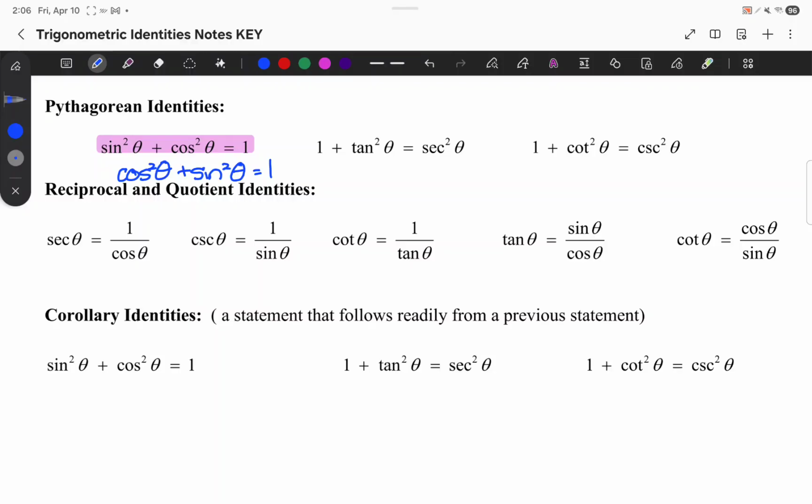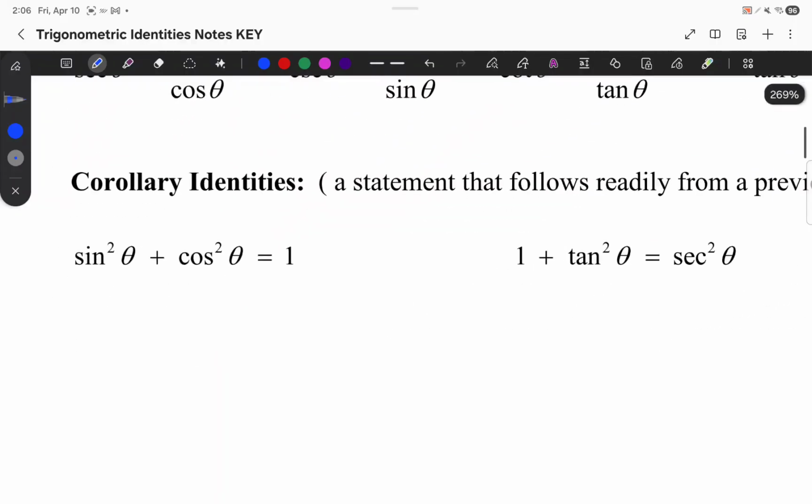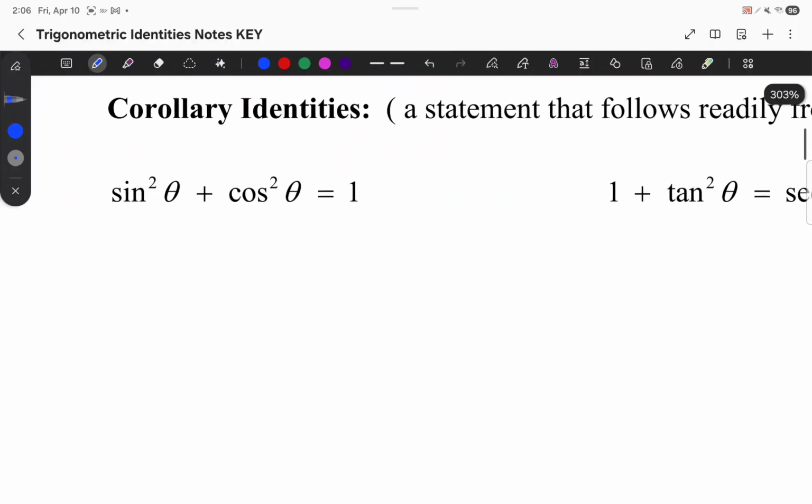The other thing I like to point out is what's called a corollary identity. The idea is basically you can rearrange the equation. So if sine squared plus cosine squared is equal to 1, what if somewhere in there you actually have something like 1 minus cosine squared? So let's say you see this expression. What would that be equal to?